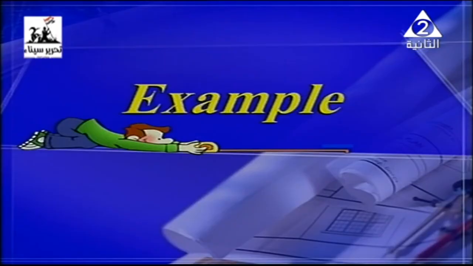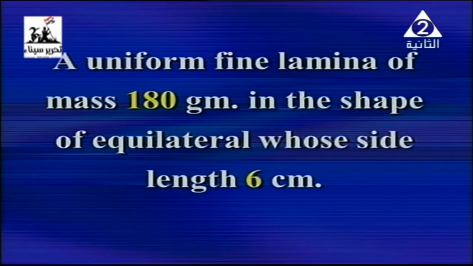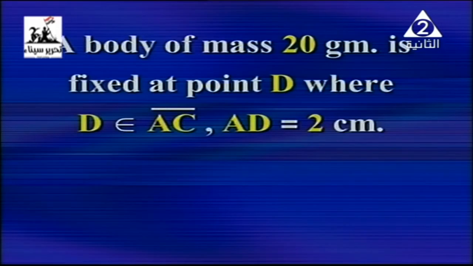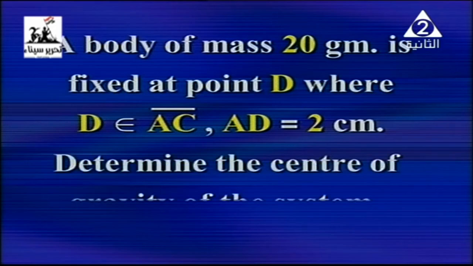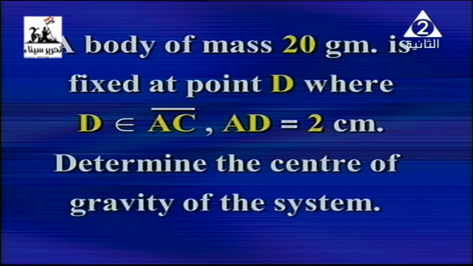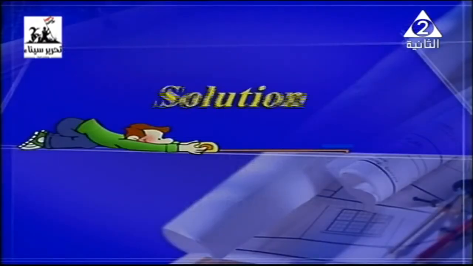Example. Dear student, a uniform fine lamina of mass 180 gram in the shape of an equilateral triangle ABC whose side length is 6 centimeter. A body of mass 20 gram is fixed at point D, where D belongs to AC and AD equals 2 centimeter. Determine the center of gravity of the system. Look at the solution.